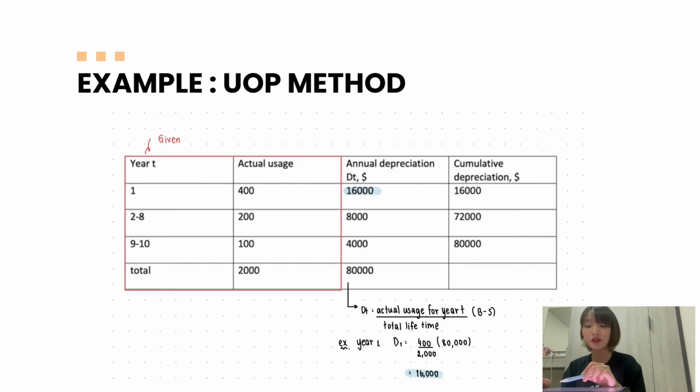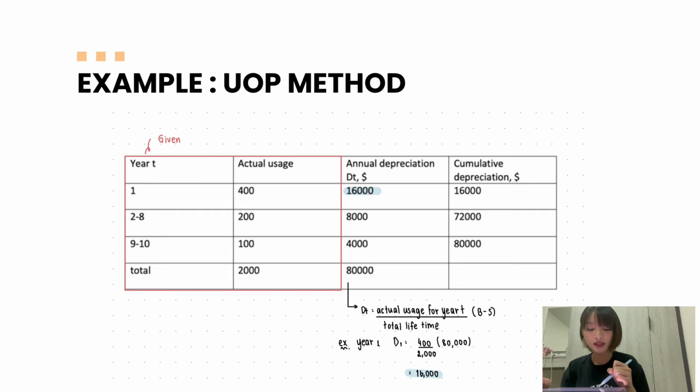This is the solution of the UOP method. From the table, these 2 columns are given, and annual depreciation DT can be calculated by actual usage for year T divided by total lifetime usage, multiplied by the basis minus the salvage. For example, in year 1, D1 is equal to 400 from actual usage, divided by 2,000 the total lifetime usage, multiplied by the basis of 80,000 minus the salvage.